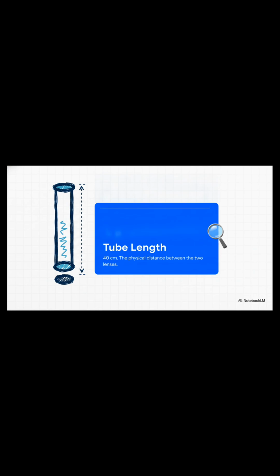Next up on our list, we've got the tube length of 40 centimeters. Let's just label this guy L. I actually love this variable because it is so incredibly easy to picture. Just imagine the actual metal body of the microscope itself. That 40 centimeters, that's the physical space, the actual tunnel separating our 2 centimeter objective lens at the bottom from our 4 centimeter eyepiece lens at the top. The light literally has to travel all the way through that 40 centimeter gap.